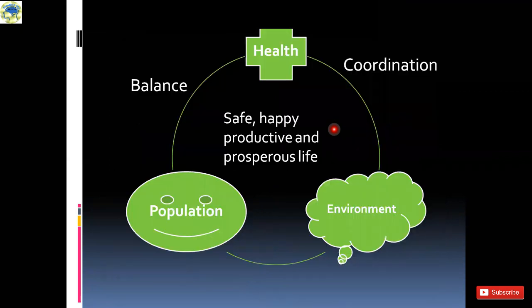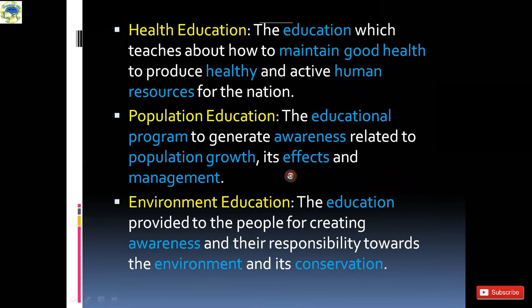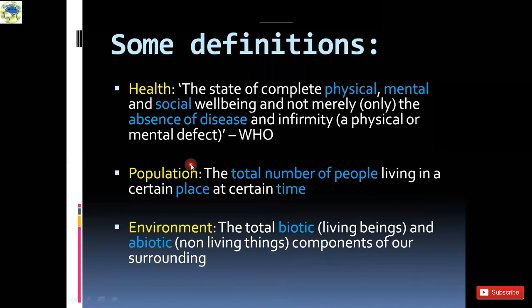So now let's see this picture. Now here is a chart. Here you can see health, population and environment. You can see here balance, coordination, safe, happy, productive and prosperous life. This picture signifies the relationship among health, population and environment. If these three are balanced and there is coordination among these three, then we will have safe, happy, productive and prosperous life. Now we will go on to define these three terms, health, population and environment today.